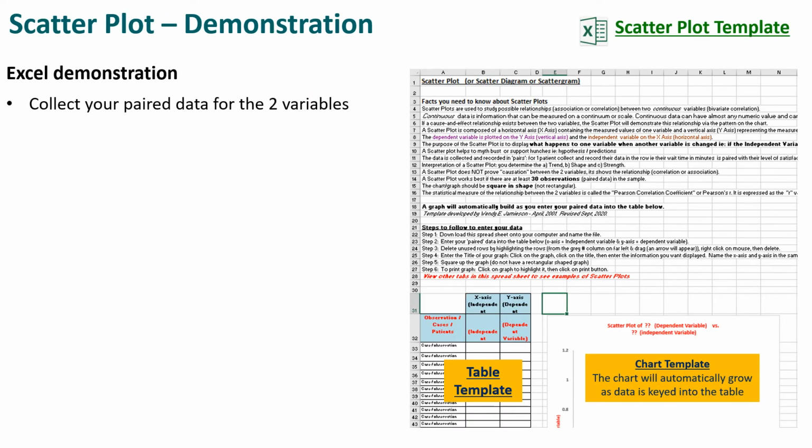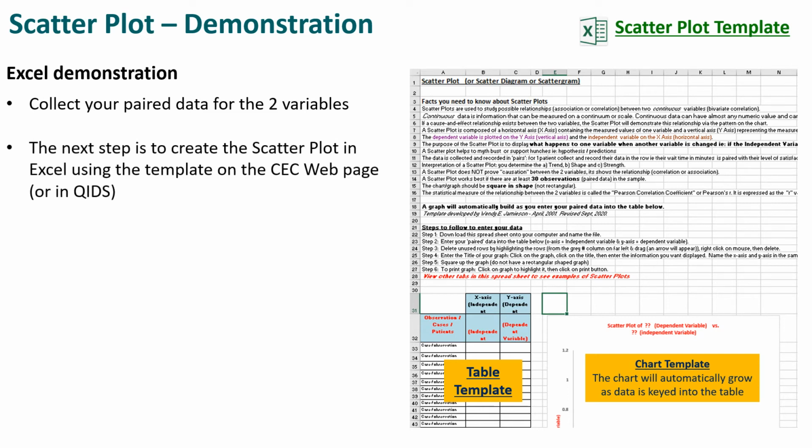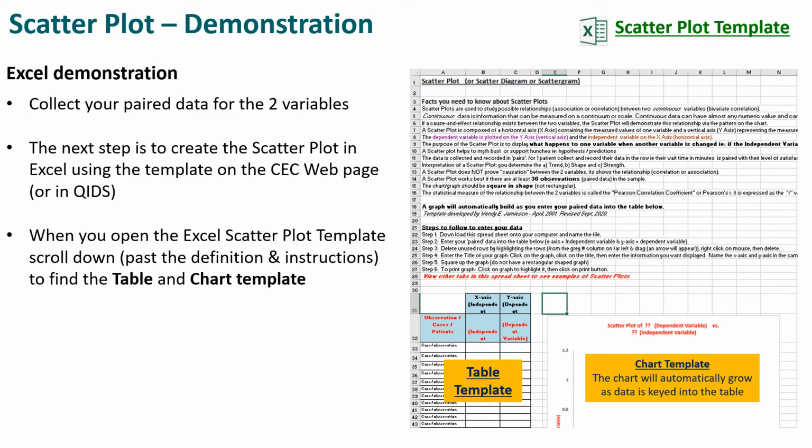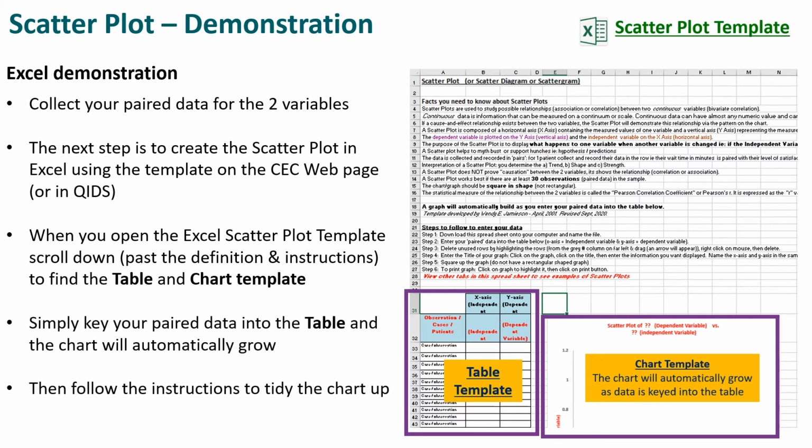So when you've collected your paired data for the two variables under review, the next step is to create the scatter plot in Excel. You can either use the template on the CEC webpage or the template in the QIDS system. So when you open up the Excel scatter plot template on the CEC webpage, scroll down past the definition and instructions and you'll find the table and the chart template. All you do is simply key your paired data into the table and the chart will automatically grow. And then follow the instructions to tidy up the chart. For example, give the chart a title and also label the x-axis and the y-axis.